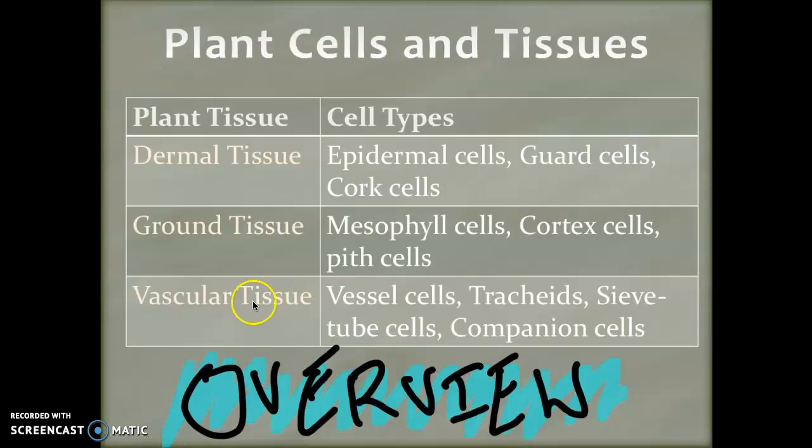This is just an overview slide. This is a table to help you remember what cell types are going to be in there. Your dermal tissue has epidermal, guard cells, and cork cells. Vascular tissue is going to have vessel cells, tracheids, sieve tubes, and companion cells. And your ground tissue is going to have mesophyll, cortex cells, and pith cells.